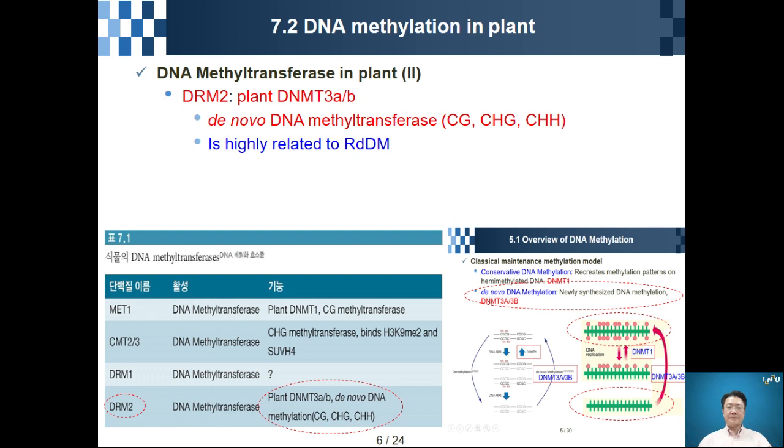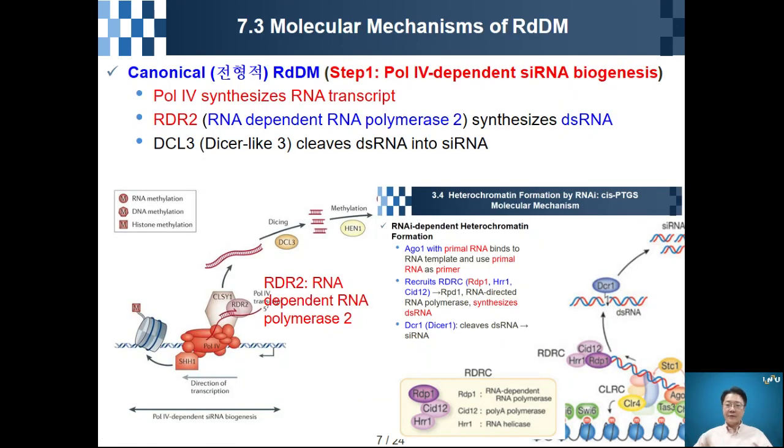In this slide, I will explain the third subject, the molecular mechanism of RdDM. In RdDM, there are two types. The first type is the canonical RdDM, which in Korean we call 전형적 RdDM. There is also another, the atypical RdDM, which in Korean we call 비전형적 RdDM. Now we will focus on the canonical RdDM first.